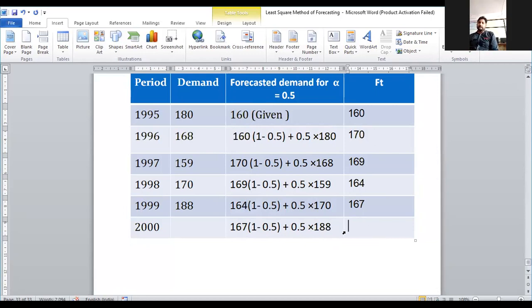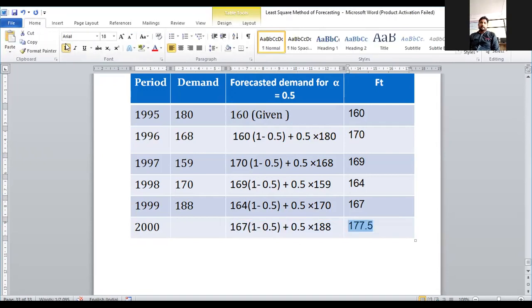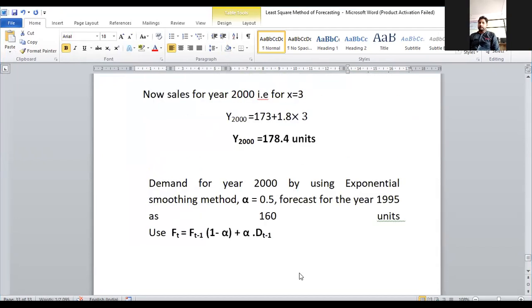Now, what is the final answer you will get for the year 2000, the forecasted demand? 177.5, right? So this is the final answer by using the exponential smoothing method. And by using linear regression, we are getting 178.4. Getting, everyone?